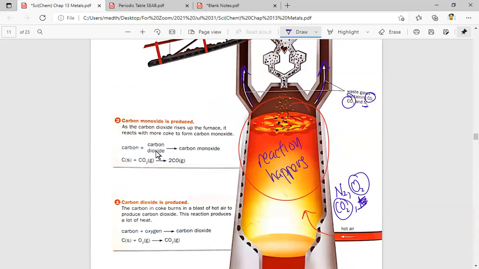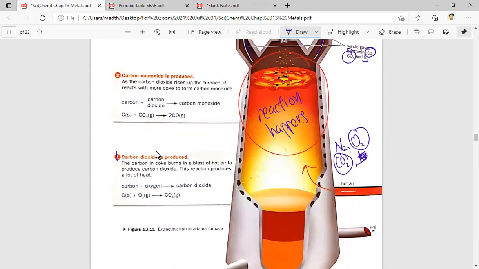So let's go into detail on what is actually happening. First step, carbon dioxide gas is produced. How do you produce carbon dioxide gas? You use the carbon, which is the coke that you are throwing in. You let it react with the oxygen from the hot air that's coming in. When these two react, you get carbon dioxide. So the first step is to produce carbon dioxide.